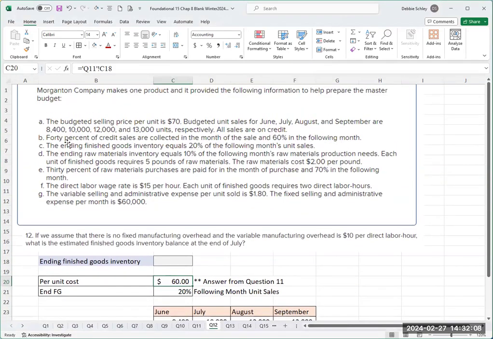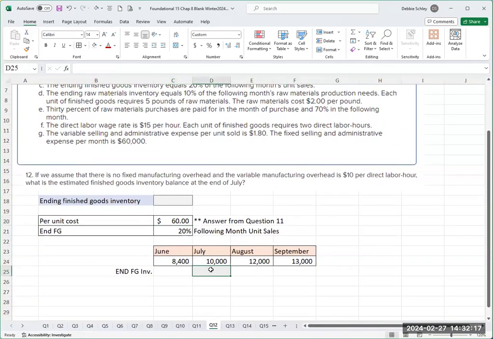And the ending finished goods is C. It's going to be 20% of the following month's unit sales. So I just need to figure out for July, which would be August times 20%. Then I need to get this into dollars, right? Because I'm in units right here. So I need to take 2,400 units times the cost of $60 per unit. So there's my ending finished goods inventory balance.